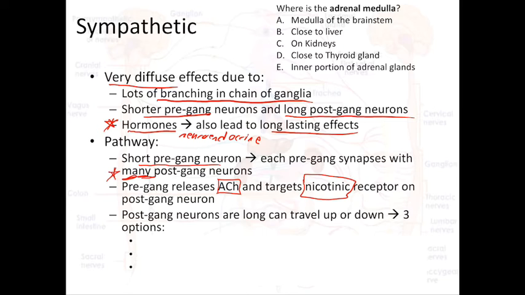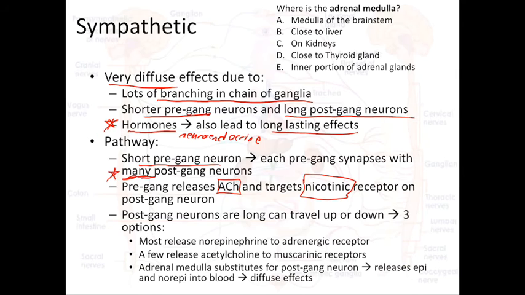But then the postganglionic neuron is going to travel all around and spread out a little bit. There are three possible options for what can happen. Number one, most commonly, it releases norepinephrine onto an adrenergic receptor. Another option, in a few cases, is acetylcholine onto a muscarinic receptor. This would be the exact same as the PNS. And then the third option, which happens commonly with sympathetic activity, is that the adrenal medulla substitutes for the postganglionic neuron.